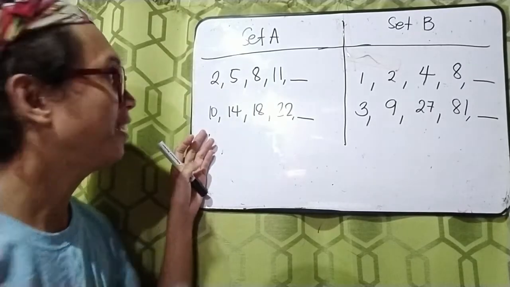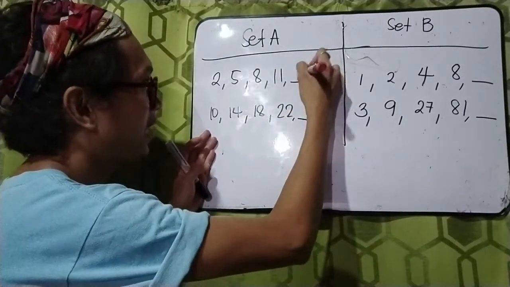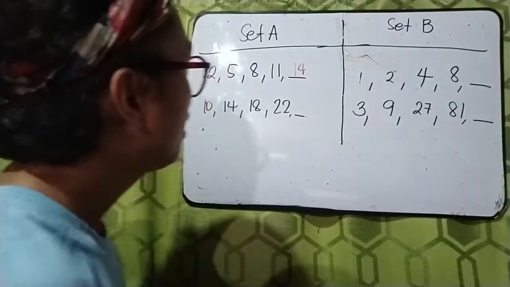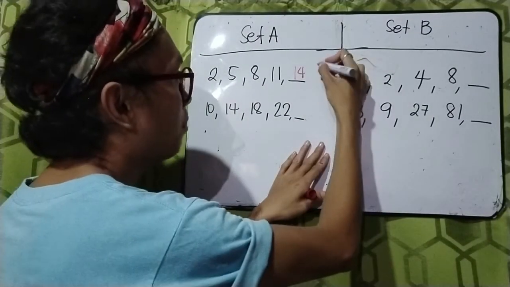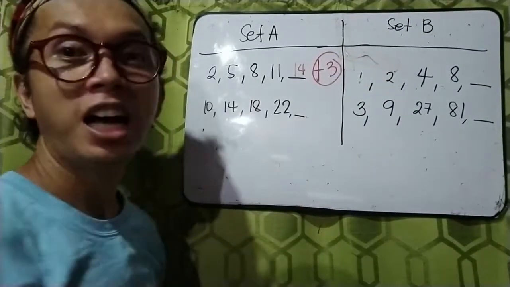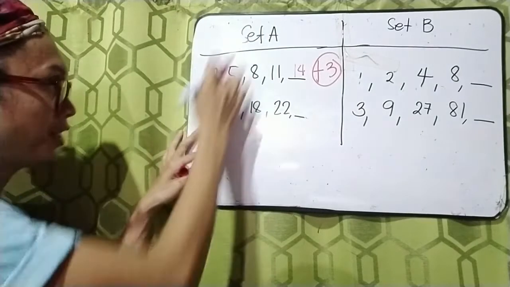Okay, correct. That is 14. How did we get 14? What is the rule? The rule is plus 3. So that is the rule. Now let's go to the next sequence under set A.